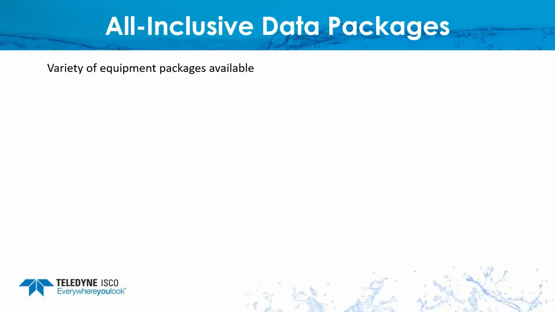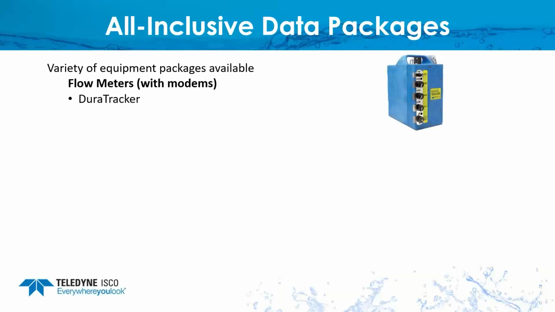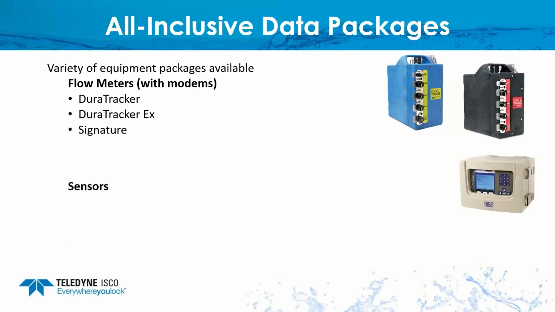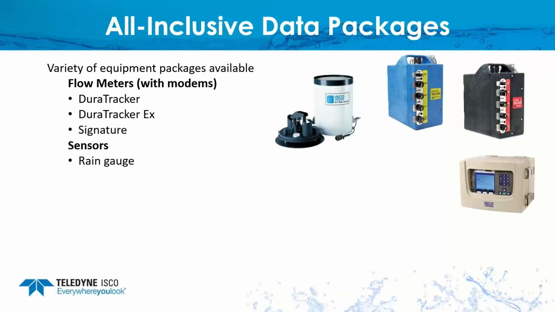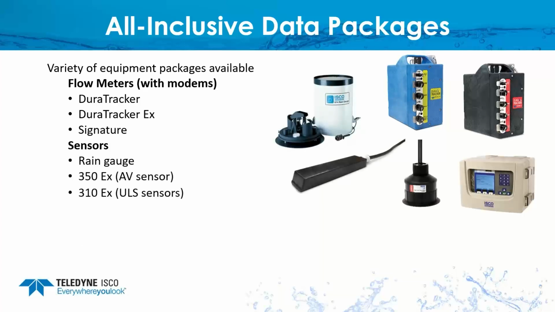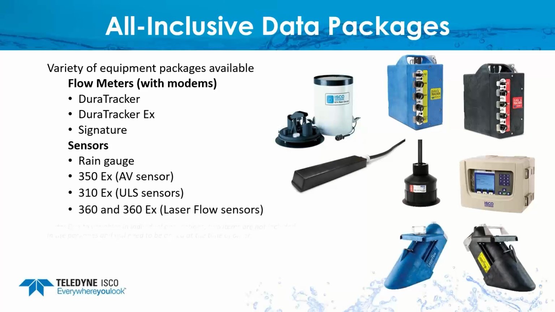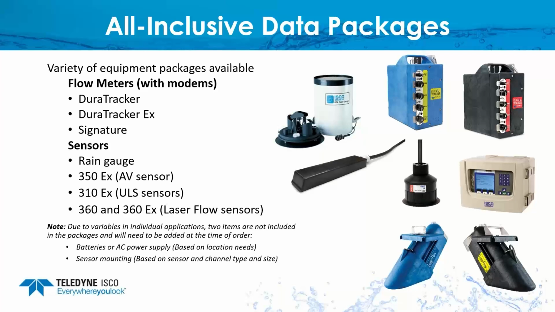So we have a variety of equipment packages available. With that, we have the DuraTracker, and then we have the DuraTracker EX for explosion-proof applications. Then we have your signature meter as well, if you have something more permanent mounted that doesn't need to be portable. As far as sensors, we include the rain gauge as an option, the 350EX AV sensor, which is a contact sensor, the ultrasonic 310 EX sensor, and then both laser sensors are available, the 360 and the 360EX, which again is our explosive rated laser.